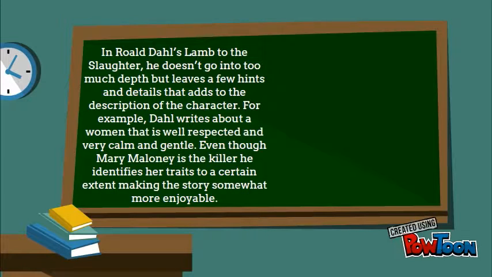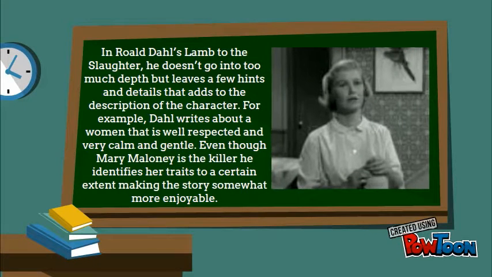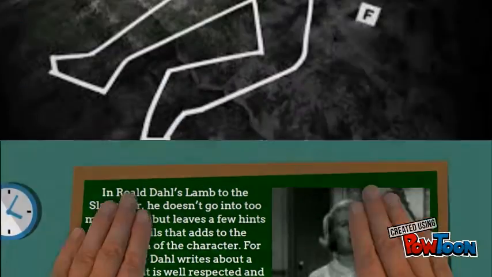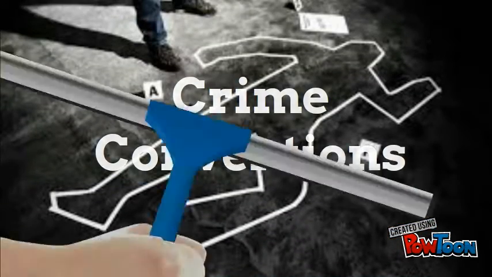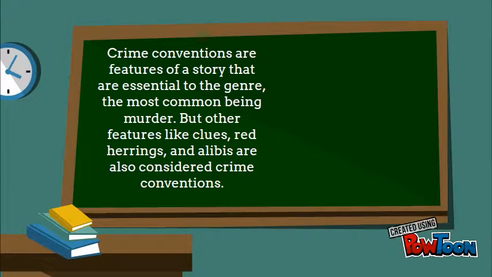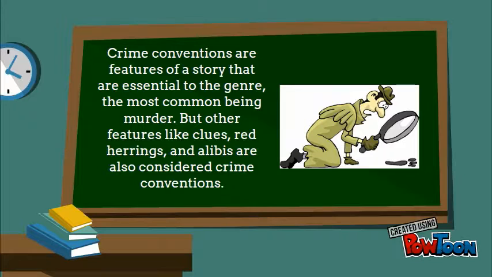In Roald Dahl's The Lamb to the Slaughter, he doesn't go into too much depth but leaves a few hints and details that add to the description of the character. For example, Dahl writes about a woman that is well respected and very calm and gentle. Even though Mary Maloney is the killer, he identifies her traits to a certain extent, making the story somewhat more enjoyable.